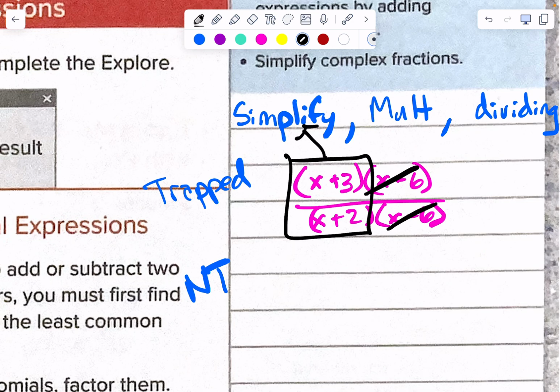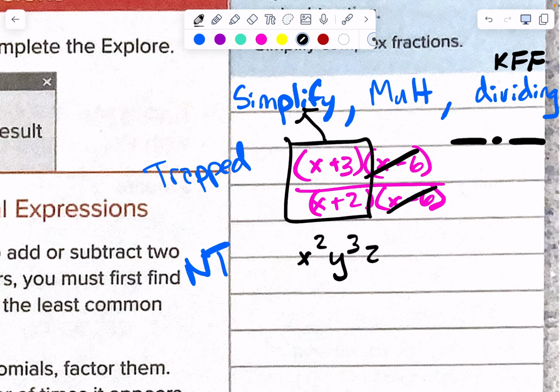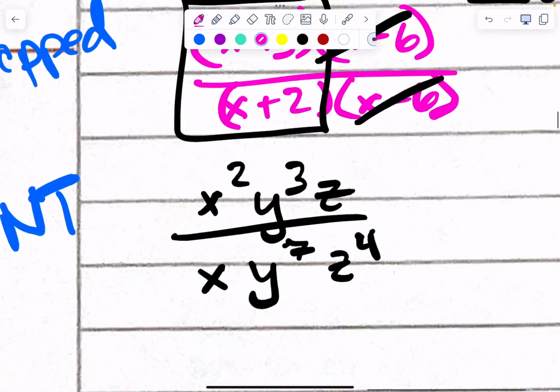What do we do when we're multiplying? I have some stuff and I'm multiplying it by some stuff. Just multiply the tops across and the bottoms across and cancel what you can. If you are dividing, you keep, flip, flip. Things that are not trapped would be like x squared, y to the 3rd, z, and x, y to the 7th, z to the 4th. Those things are not trapped, so I can just cancel, cancel, cancel.